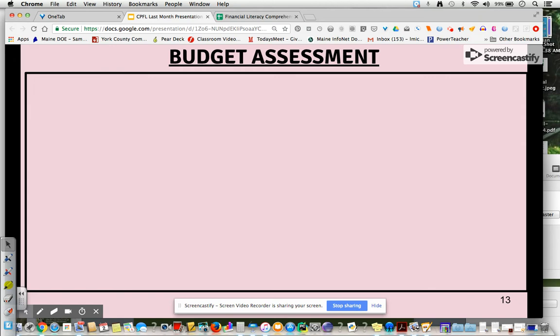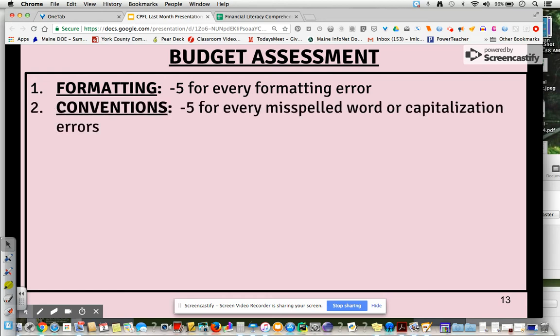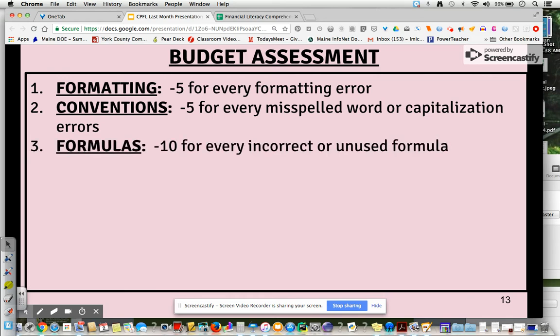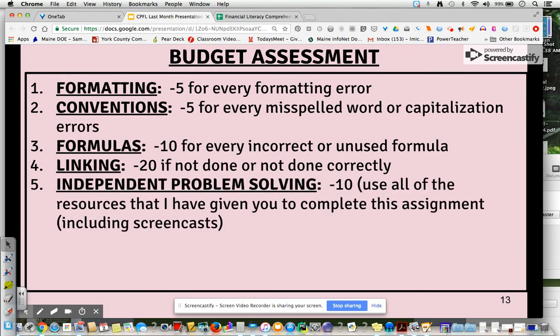And in terms of how you're assessed on your spreadsheets, you'll lose 5 points for every formatting error and 5 points for misspelled words or capitalization errors. 10 points for every incorrect or unused formula. You lose 20 points if you don't link assignments to your budget or if that's not done correctly. And 10% or 10 points for independent problem solving.